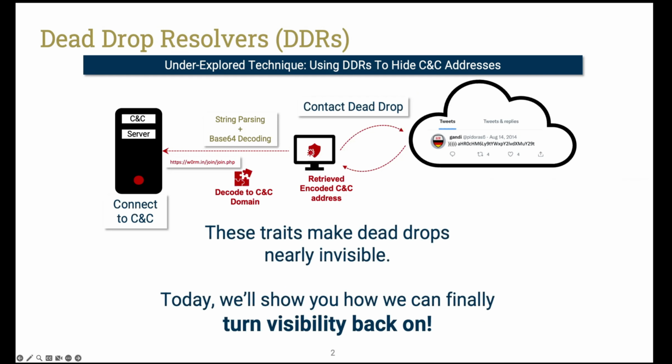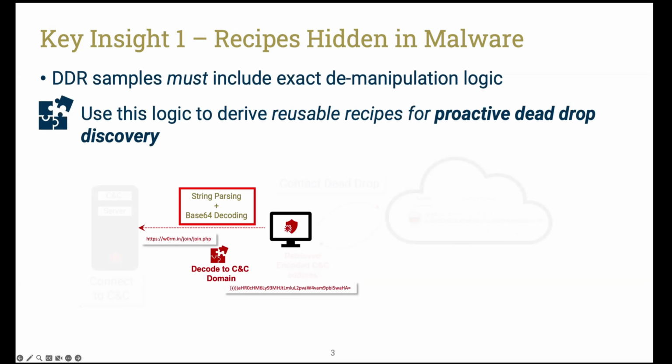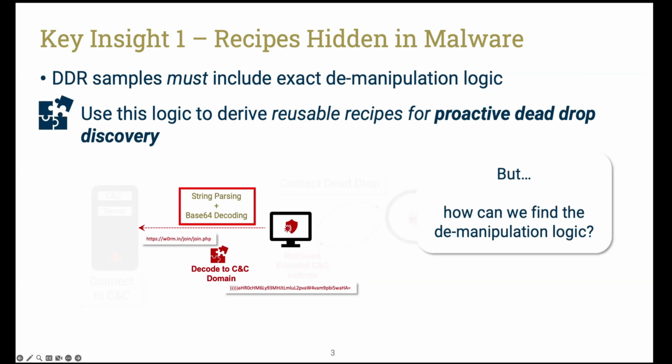So how do we stop DDR malware? Well, this question led us to three key insights. And the first is that DDR malware samples must decode CNC addresses for use. Thus, the malware contains the decoding logic. Now, if investigators understand how the malware's demanipulation logic works, they can decode web app content to proactively find dead drops. But how can we find this demanipulation logic?